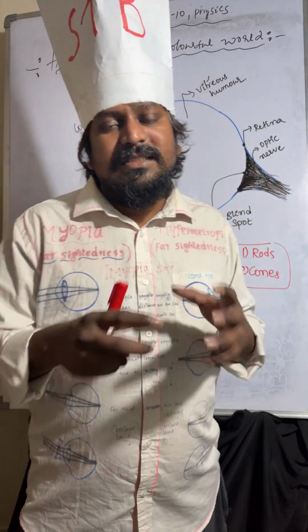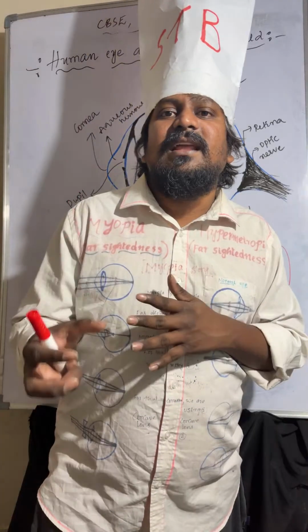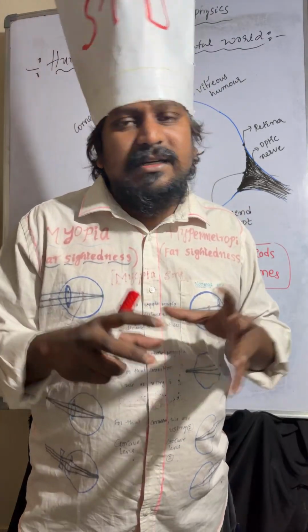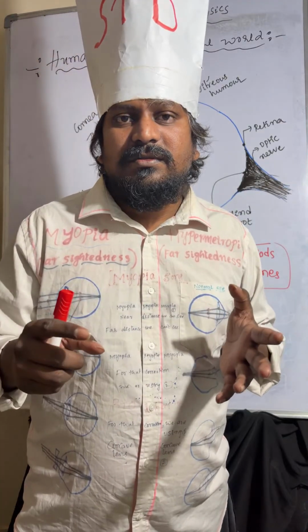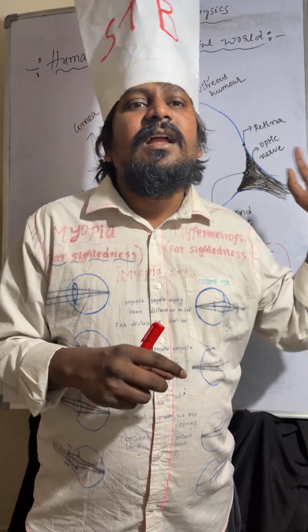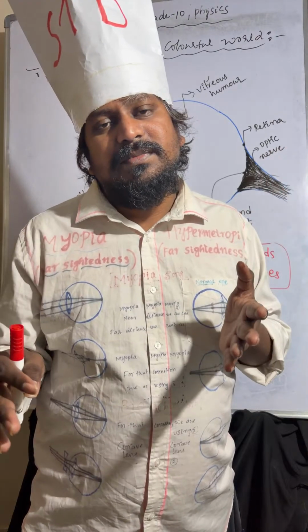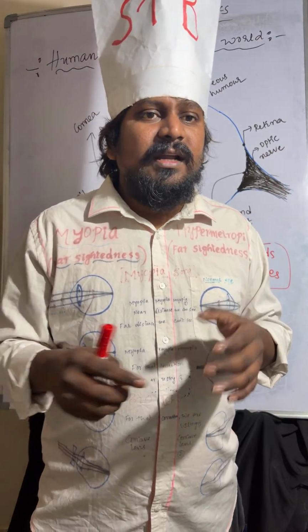Rods sense the intensity of the light, cones sense the color of the light. These are the light sensitive cells, rods and cones. I hope it is very clear. So this is about the parts and functions of the human eye, right? Now we will discuss near point and far point.